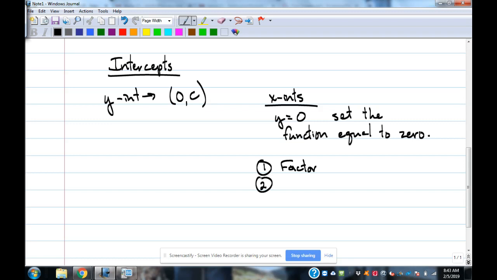What if factoring doesn't work? Quadratic formula. Does it always work? Yes. And what is the quadratic formula?